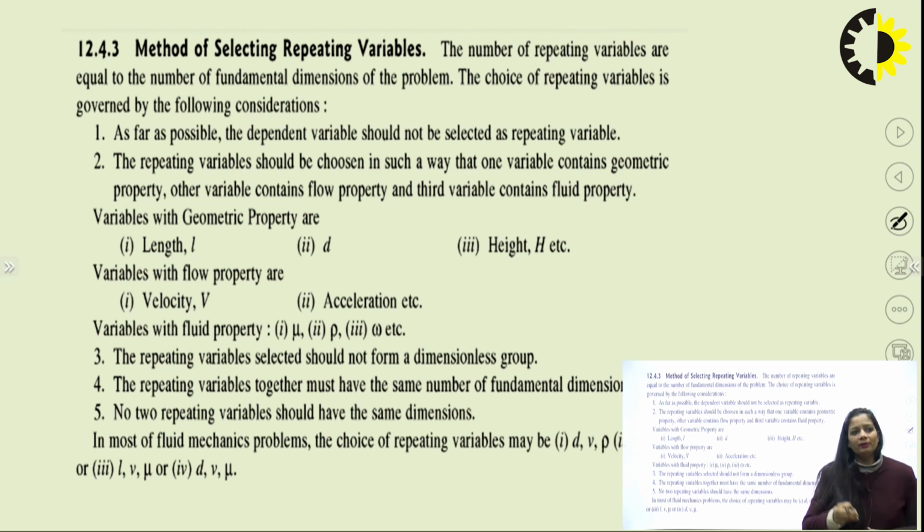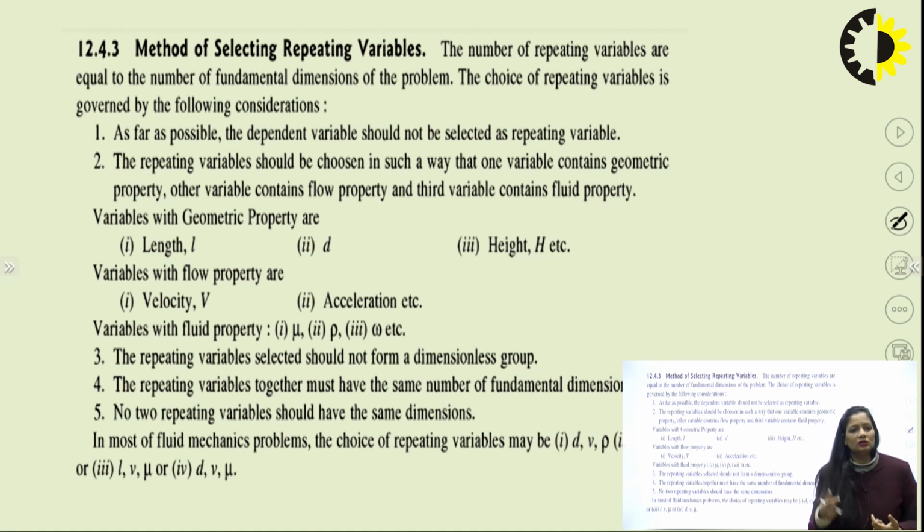The number of repeating variables is equal to the number of fundamental dimensions of any particular problem. We know that fundamental dimensions are actually 3: mass, length and time, obviously. Now the choice of repeating variable is governed by the following considerations. Point number 1: as far as possible, the dependent variable should not be selected as a repeating variable. Whenever a question is asking for a derivation or an expression for a particular parameter, which will obviously be the dependent variable, we try not to take that variable as a repeating variable.